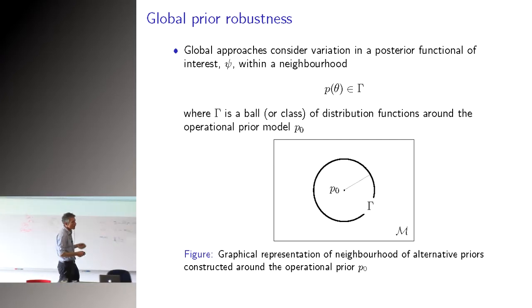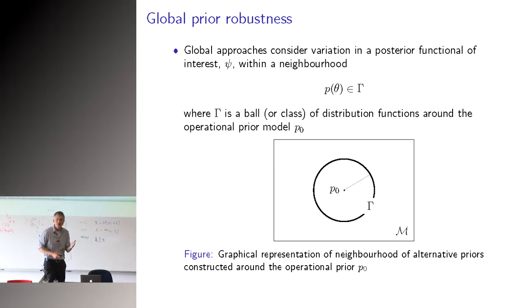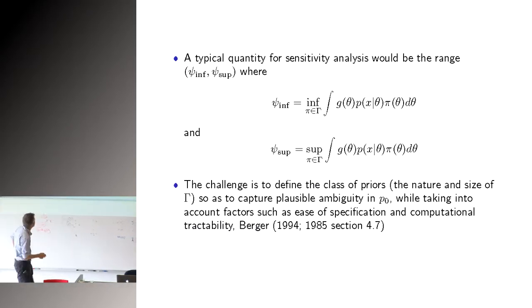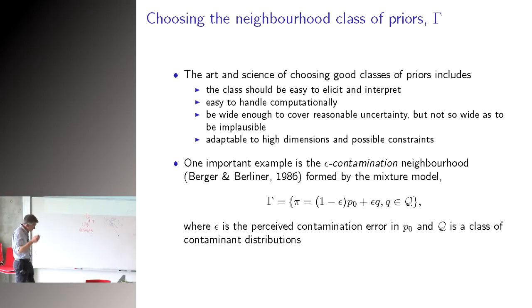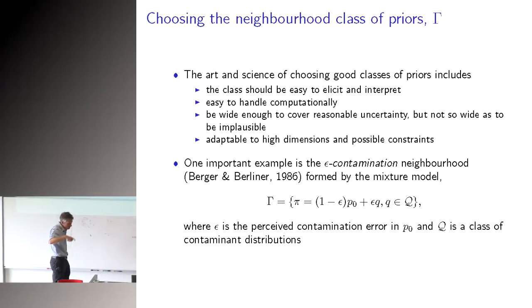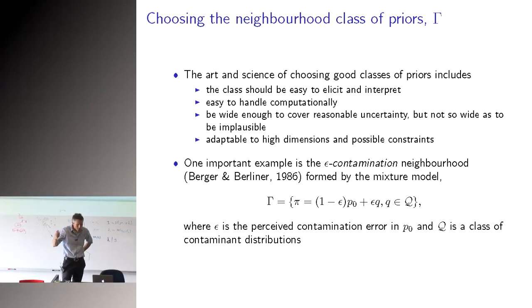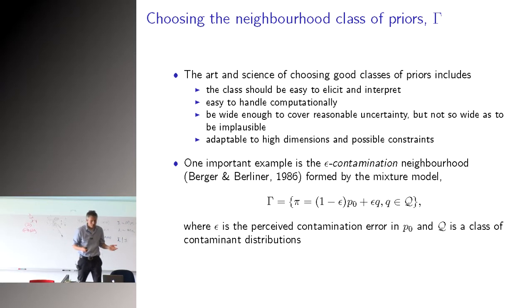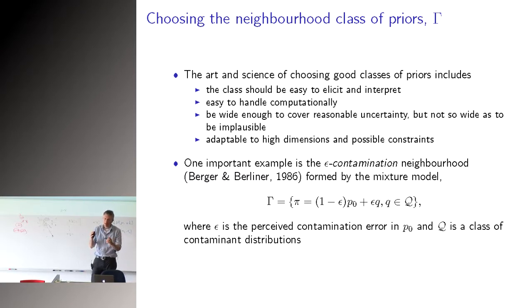Yeah. And what hopefully I'll persuade you is that you can do this in a systematic way. Okay. So the art and the science of choosing those neighborhood functions is that we want the class to be easy to work with. Yeah, you don't want to define some class of distributions which makes it non-tractable. So you want them to be easy to interpret, to explain to individuals what you're doing. Yeah, you want them to be easy to handle computationally. Yeah. This is, in some senses, a non-parametric problem.